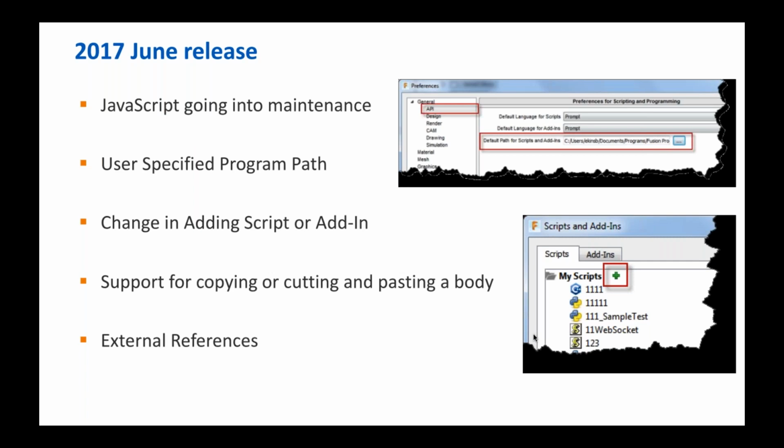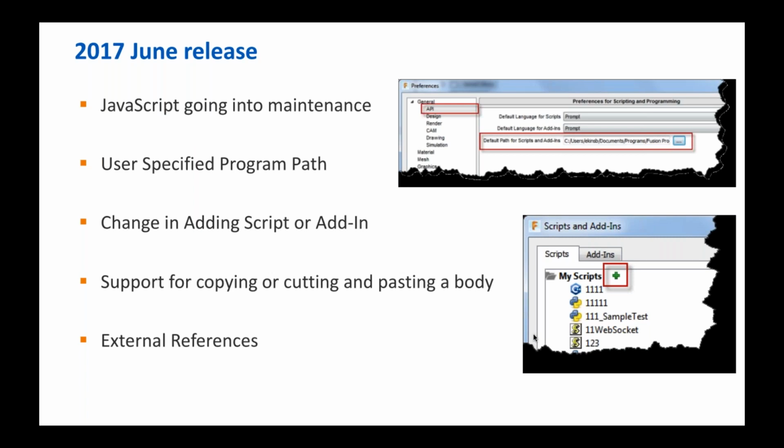And a change in adding a script or add-in. From now on, you will be able to select the actual folder where the script resides, instead of having to select the script itself, whether it's a Python script or JavaScript or something else. Now you can just select the folder itself, and then Fusion will automatically fetch the relevant script file from the folder.